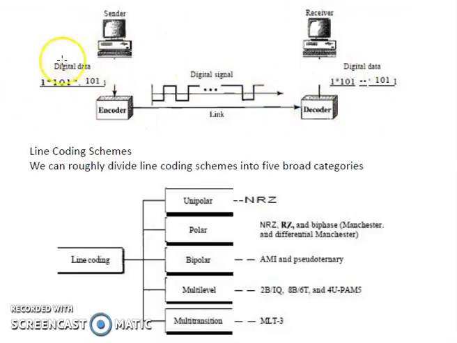So digital data from the sender will be encoded and sent to the receiver, and it will again be decoded and taken. Now coming to line coding schemes. There are various schemes available in line coding, and we can roughly divide them into 5 categories: unipolar, polar, bipolar, multi-level, multi-transition.